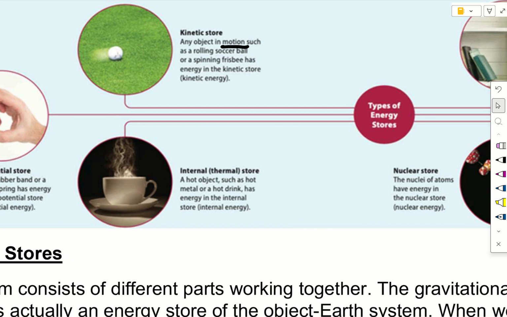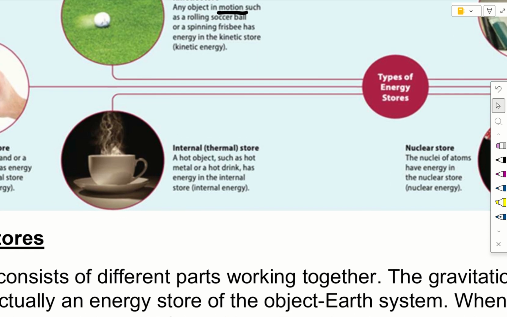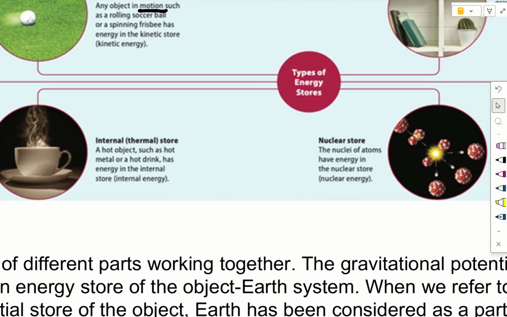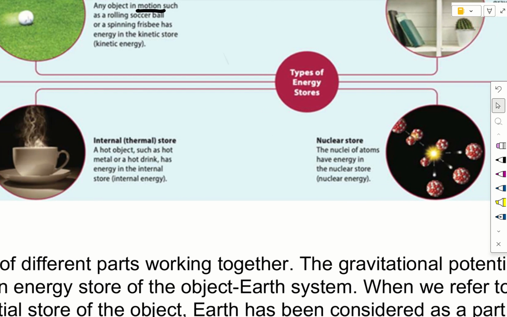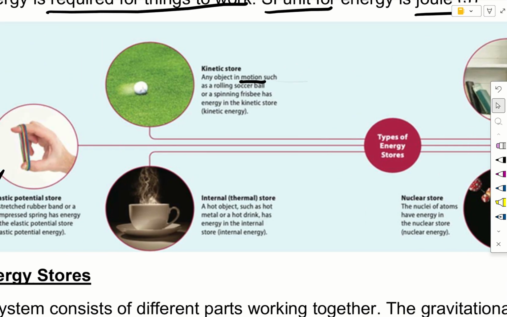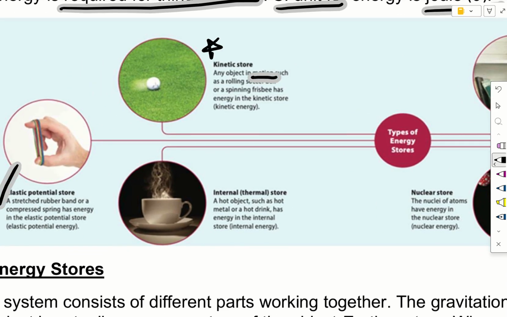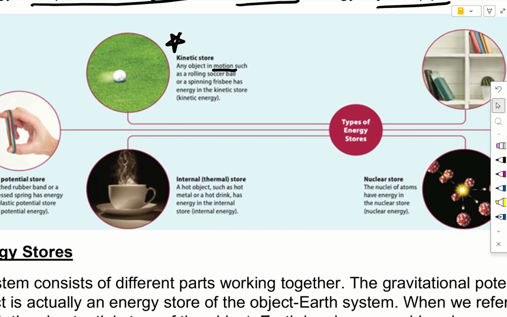Then next is the internal store. A hot object such as hot metal or a hot drink has energy in the internal store. We used to call this internal energy. This energy in the internal store is in all objects, they will all have it. In our syllabus, we focus a lot on the kinetic store because there's calculation involved.